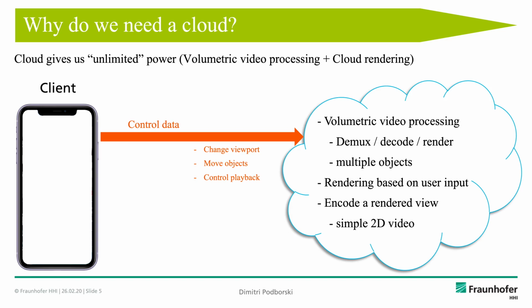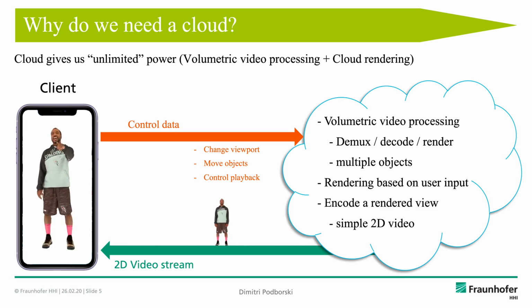for example, to tell that it changes the viewport or it interacted with some objects, and after the scene is finally rendered, taking into account that received control data, a 2D video stream is sent back to the client. So the client at the end just needs to decode a simple 2D video and still has control over the scene while sending this control data and controlling the rendering process on the cloud side.